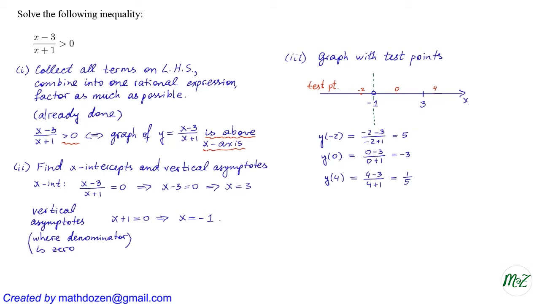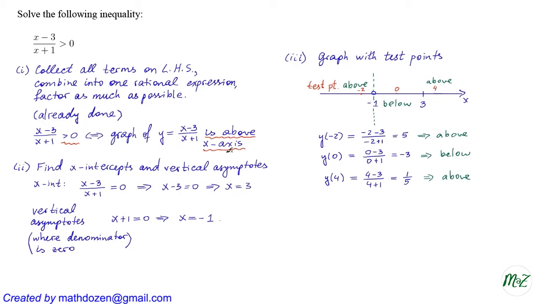So where we get positive numbers, that means the graph is above the x-axis. So at x equals -2, we get the value 5. That means that the graph is above. We got -3 for x equals 0, so the graph is below there. And we get 1/5 for x equals 4, so the graph is above. So I'm going to put that onto the sketch. The graph will be above to the left of -1. It will be below the x-axis between -1 and 3, and it's going to be above to the right of 3.